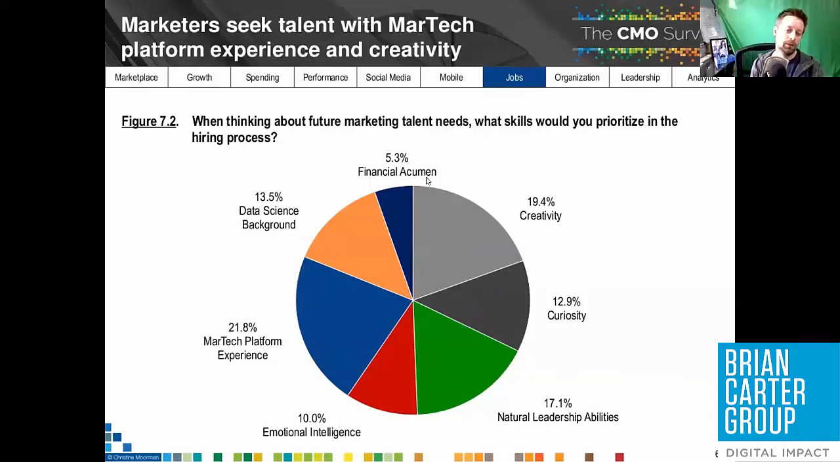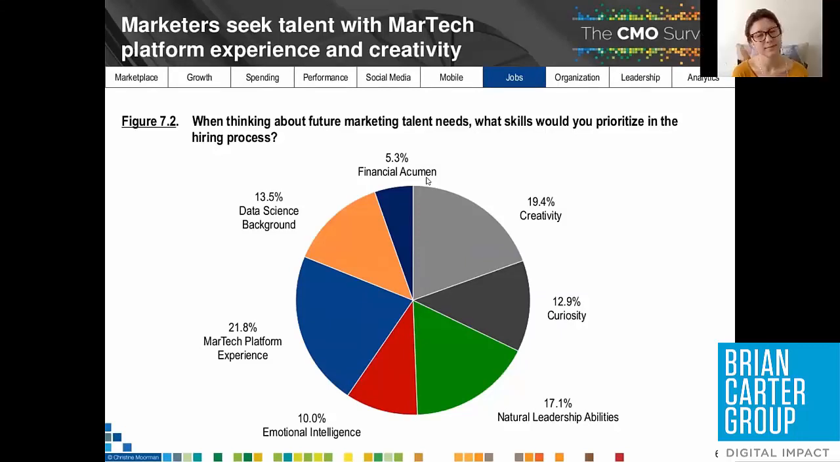Emotional intelligence is only 10%. Financial acumen, we don't really care if they know anything about money, but they need to be creative. I don't care if they're emotionally intelligent, but I want them to be curious. That is very interesting. Natural leadership abilities is really high. I don't want to be curious, but I do want to be leading other people. Data science background.